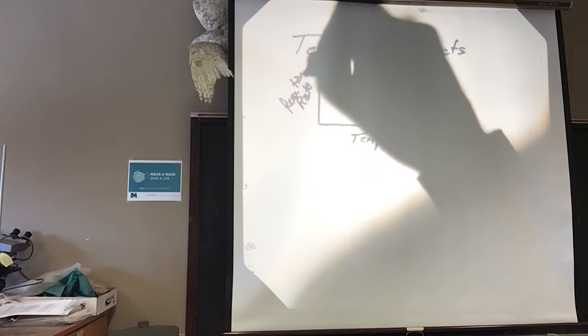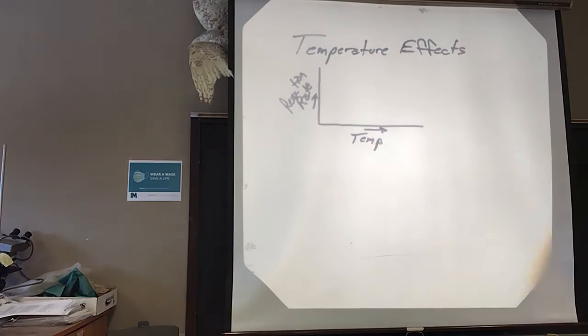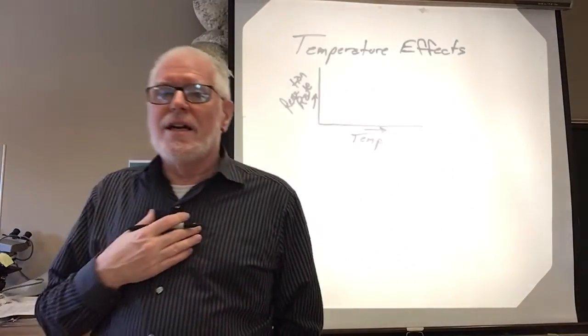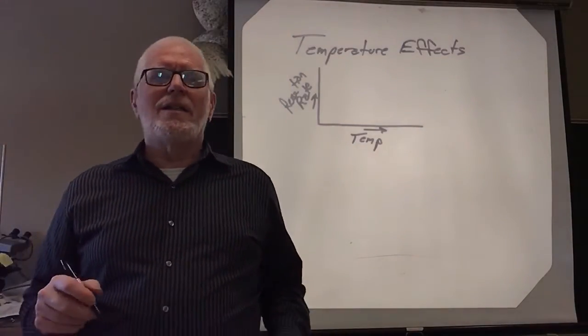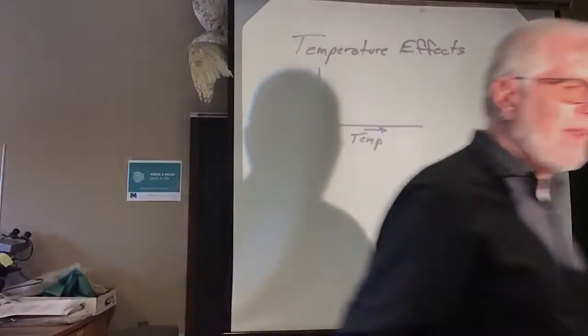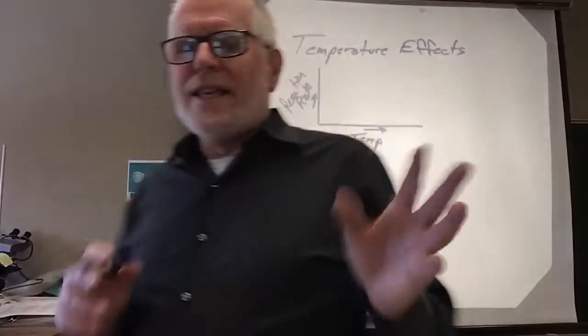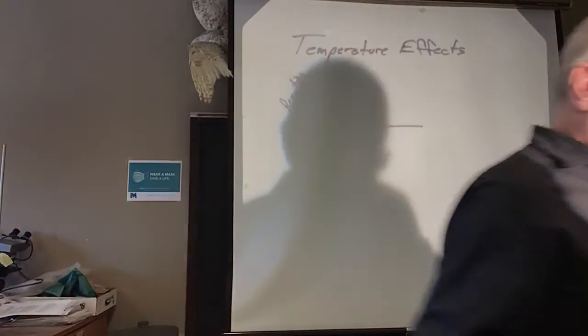I'm not going to put a term on the reaction rate. I'm going to label the axis that way. Again, no actual measurements, because different enzymes will react to different temperatures. Enzymes that are in us are going to have a different temperature response curve than enzymes that are in ice worms that live on the surface of glaciers. I'm giving you an idealized curve and then I'll talk a little bit about variations.